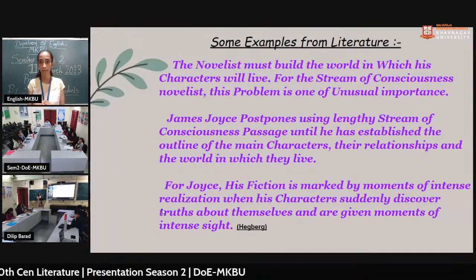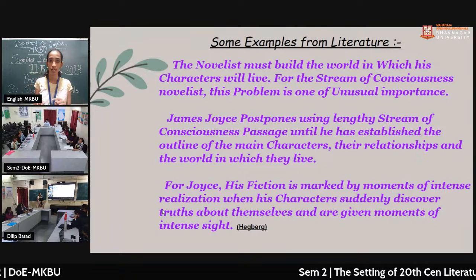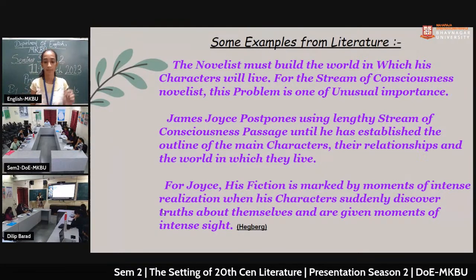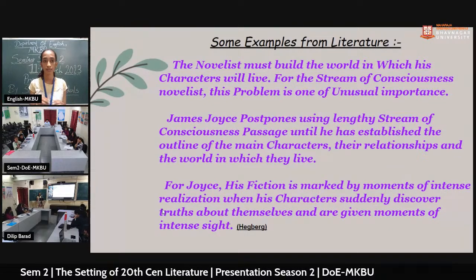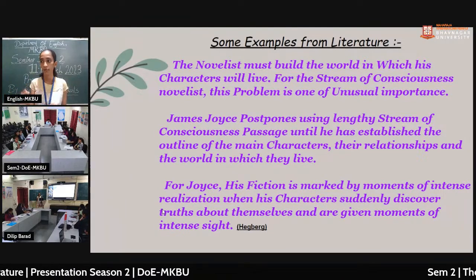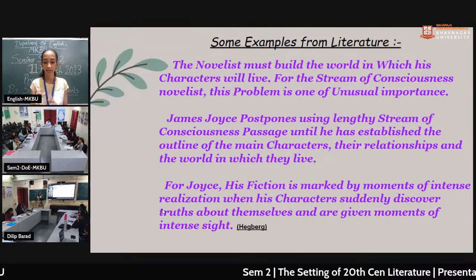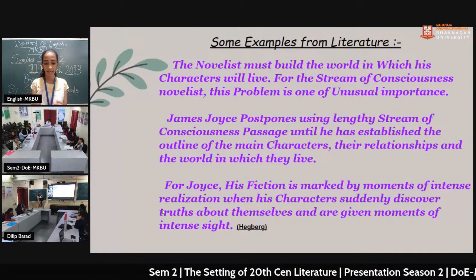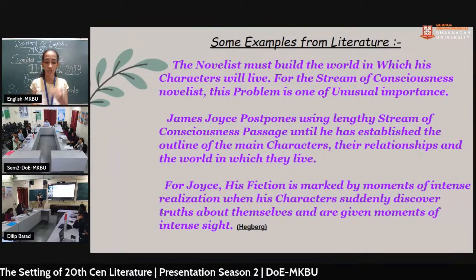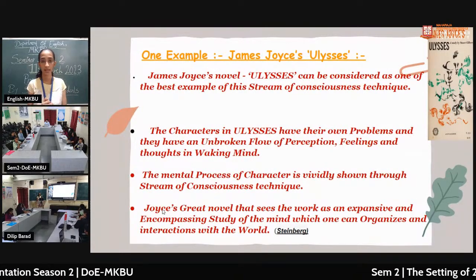So, as an example, I have taken the references of two novels. One is James Joyce's Ulysses, and the other one is Virginia Woolf's Mrs. Dalloway. In both the novels, we can greatly explore the idea of this new literary technique, stream of consciousness. But James Joyce postponed using the lengthy and descriptive ideas until he established the outline of the main characters and their relationships with each other. Okay, so let's see those examples.